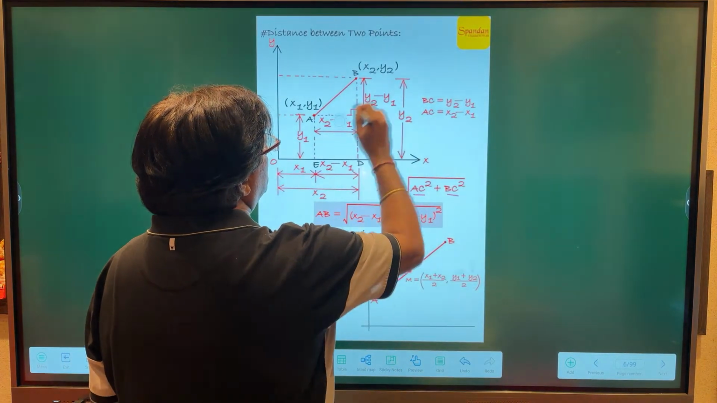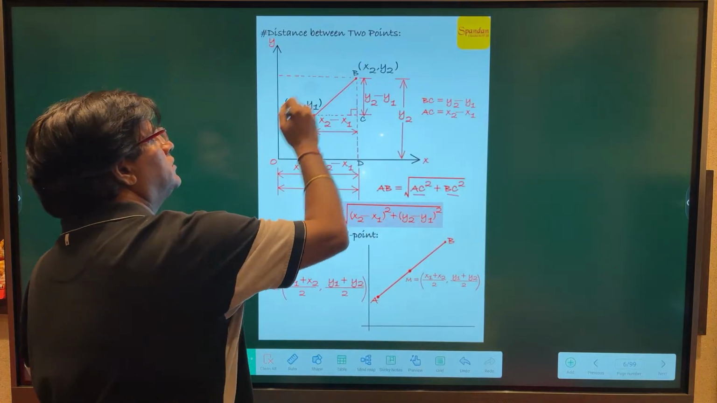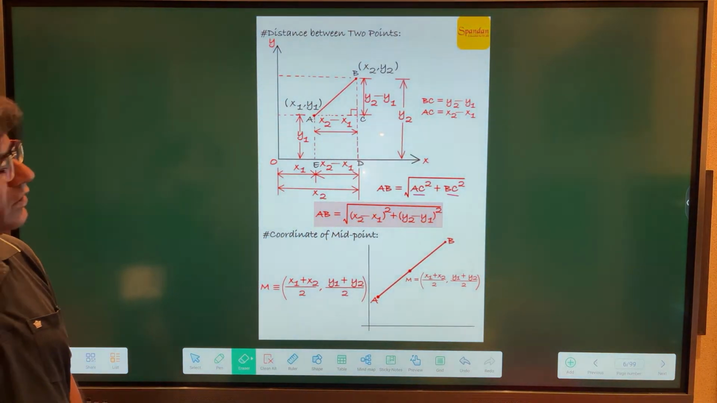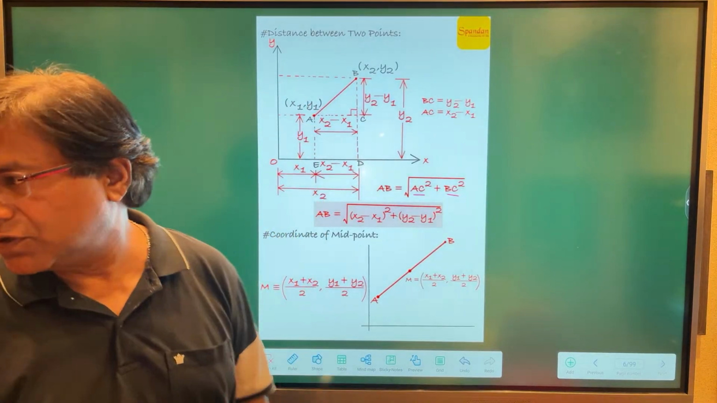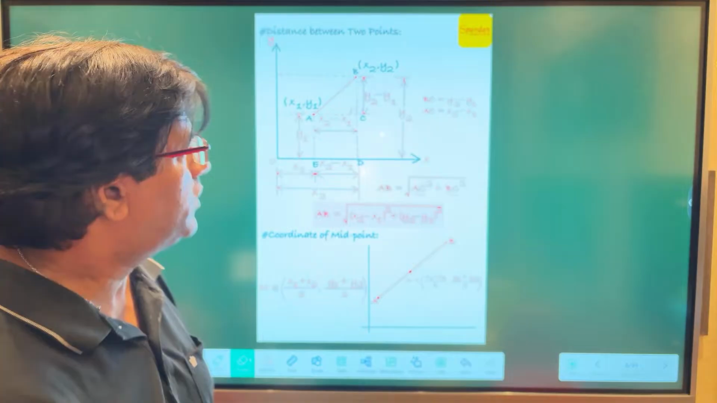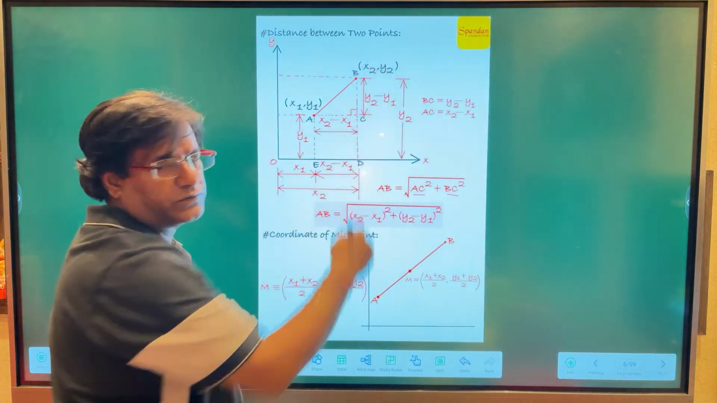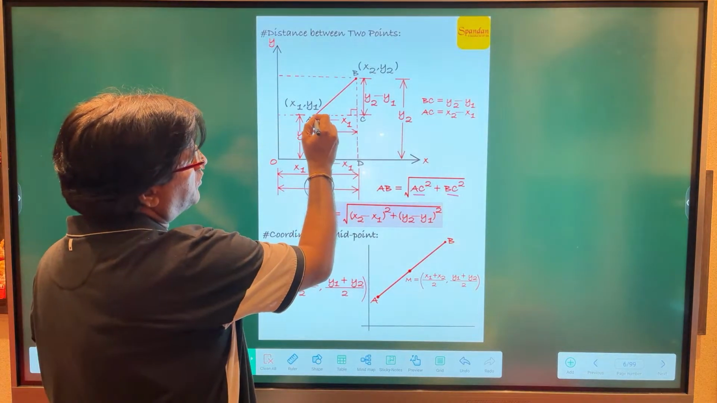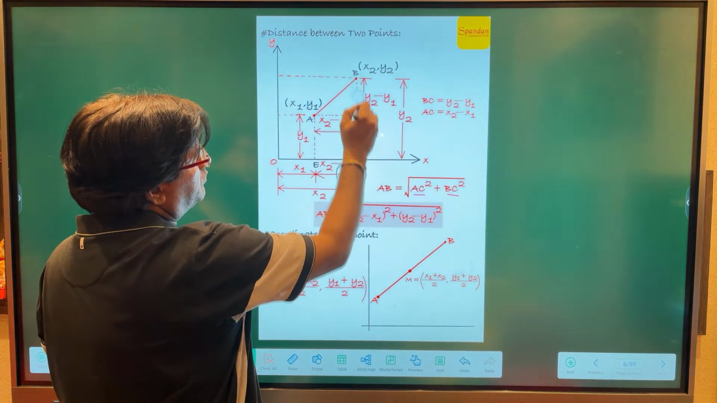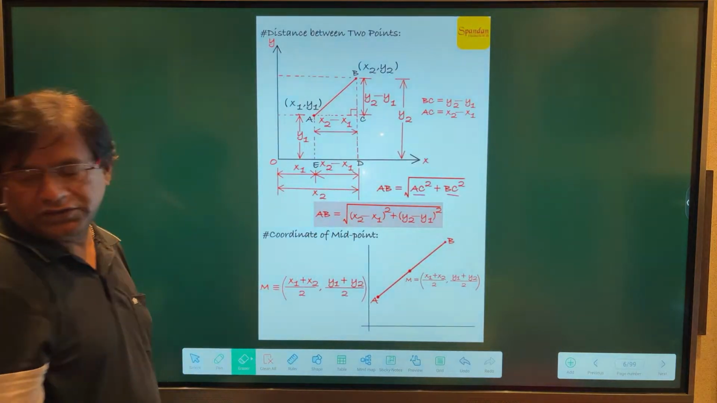the distance AB. For this, say the particle is at position A. When it is at position 1, its coordinates will be x1, y1, right? And at position B, its coordinates are x2, y2. Here we have to find this perpendicular distance BC and then this base AC, right?